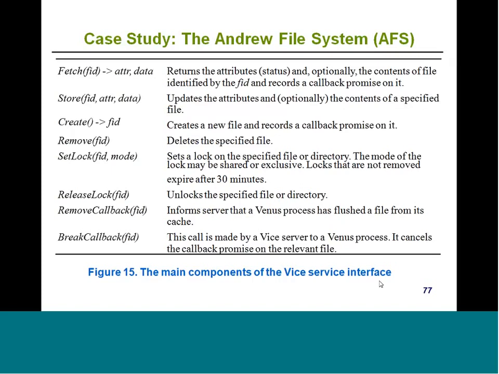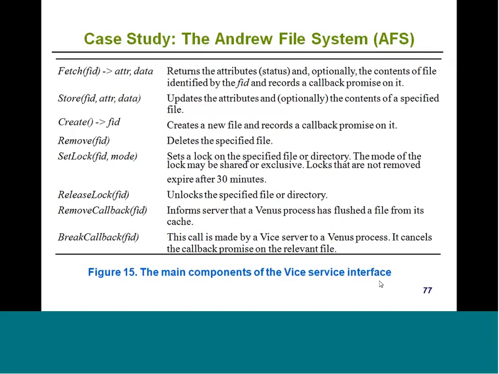The second command is store, with file ID, attribute, and data. This updates the attributes and the contents of a specific file. This is what Venus will issue once there is a file close. It then sends the store command to the Vice to make sure that the contents are updated.